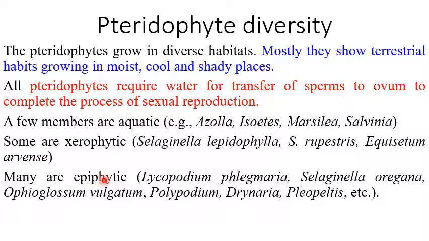Many are epiphytic. Epiphytic means they are growing on another plant. They do not draw nutrition from the host plant, but they just take support of any host plant where either a living or dead branch is there, and these include Lycopodium phlegmaria, Selaginella oregana, Ophioglossum vulgatum, Polypodium, Drynaria, Pleopeltis, etc. These are the ferns which are growing on the branches of the trees.